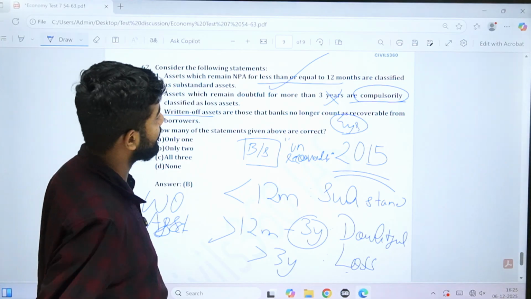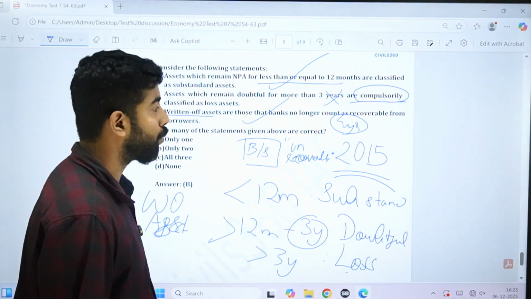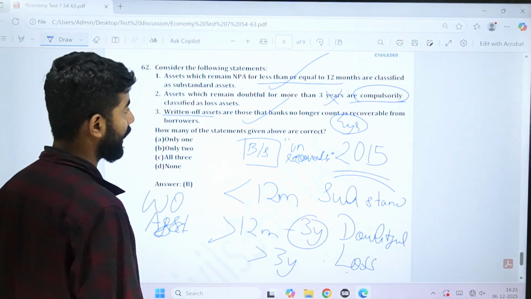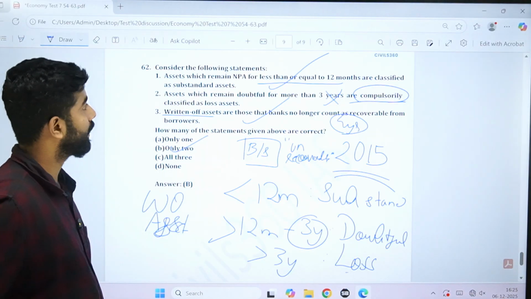Then, written-off assets are assets that banks can no longer recover. That is actually true, right? Because written-off assets can no longer be there. So you will reach option B, right? Option B.